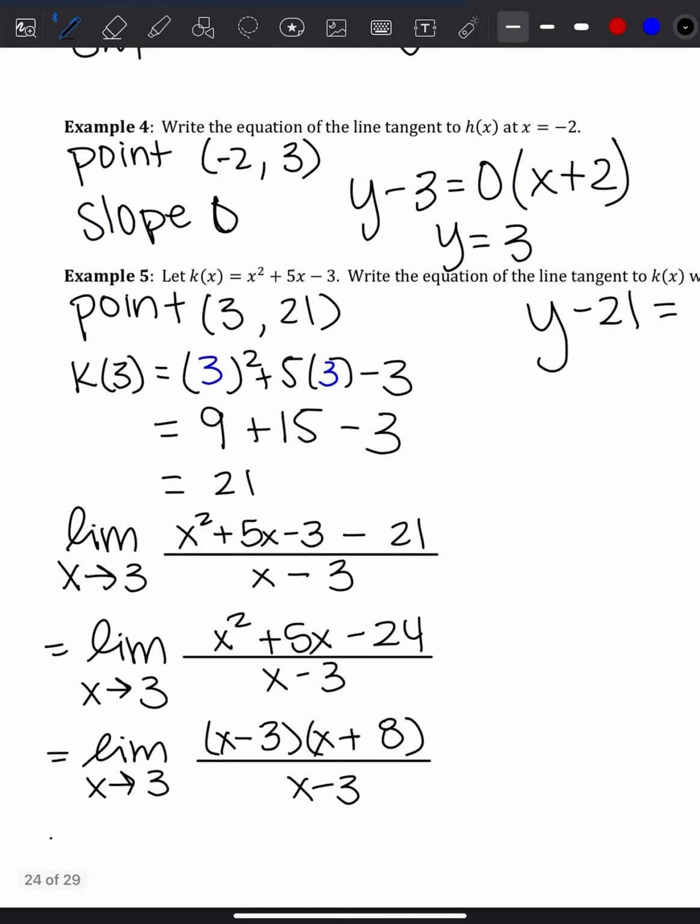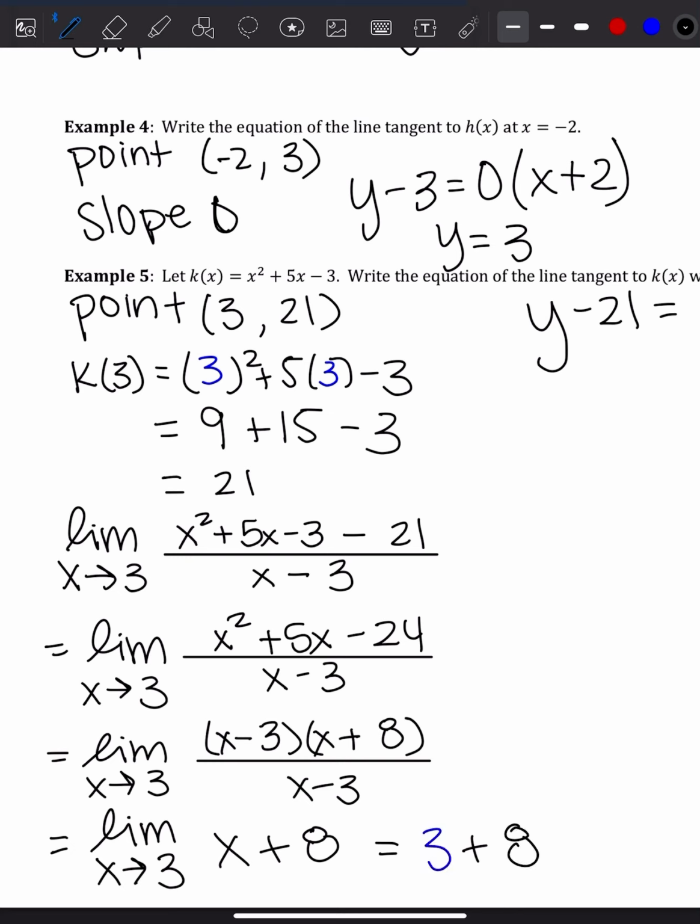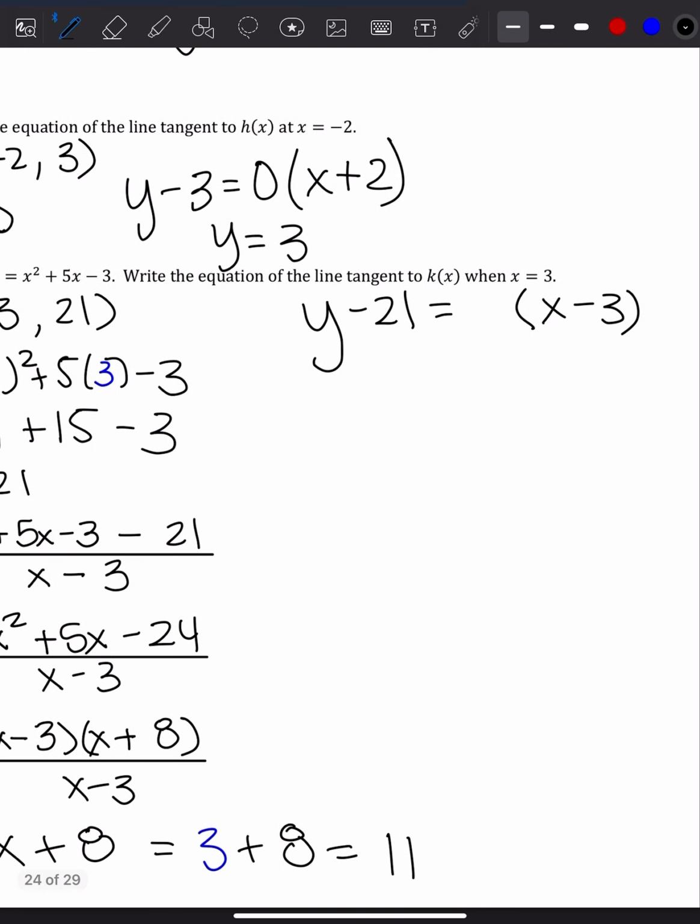So what I'm going to do now is cancel out that common term, so divide out the x minus 3, which then makes it so I have the limit as x approaches 3 of x plus 8. If I go ahead and use direct substitution, we are now doing 3 plus 8. 3 plus 8 should give me 11. So now I know my slope is 11. So I'm going to go ahead and just pull that in here.